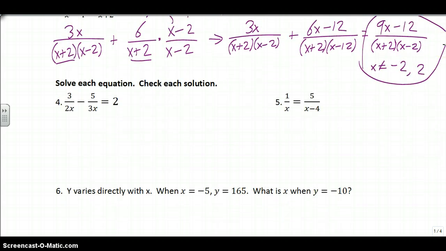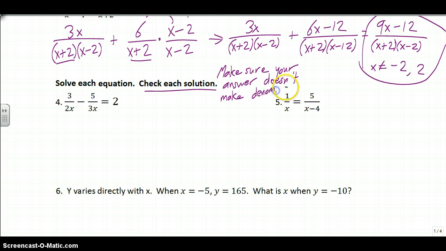Number 4, solving each equation. Check each solution. Basically, what check each solution means is make sure your answer doesn't make the denominator 0. Okay? We don't want to divide by 0. That's bad. So 3 over 2x minus 5 over 3x equals 2 over 1.